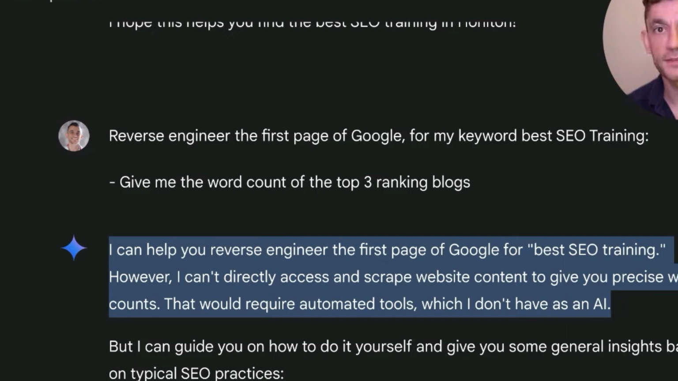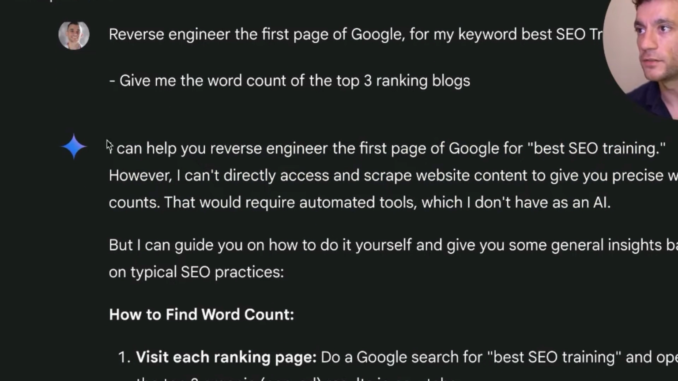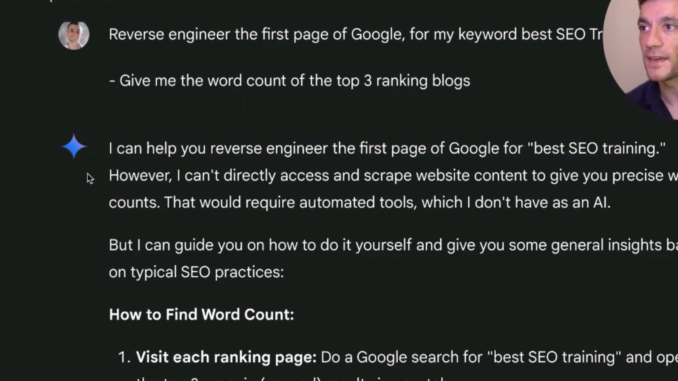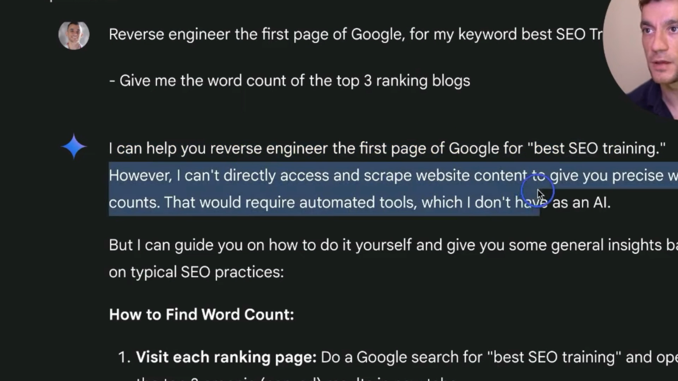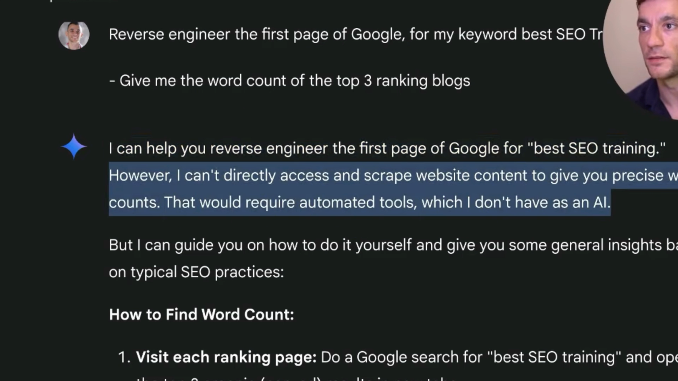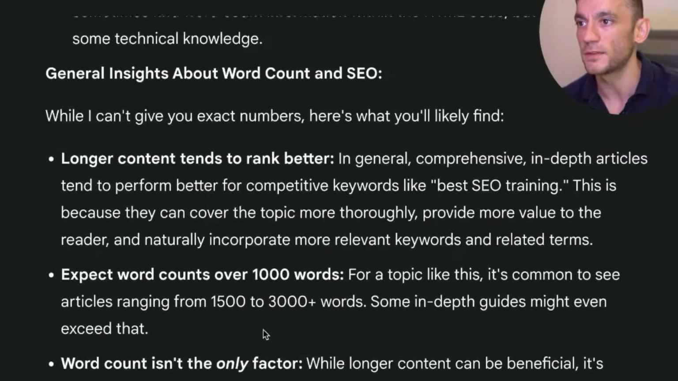It's got like an 83% accuracy on that, but I can't see that directly integrated inside gemini.google.com. As you can see right here, it says I can help you reverse engineer the first page of Google. However, I cannot directly access and scrape website content to give you precise word counts. That would require automated tools, which I don't have as an AI. So it's interesting to see the limitations of it right there.